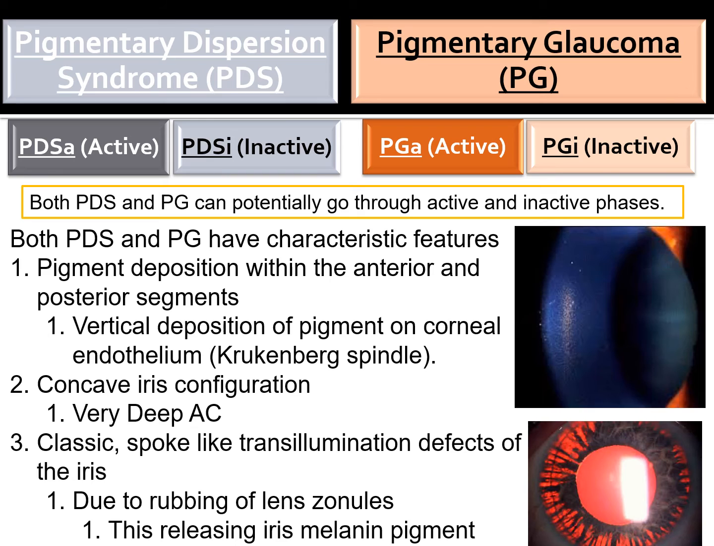basically vertical deposition of pigment on the corneal endothelium, the Krukenberg spindle. But there can be pigmentary deposition within the anterior and posterior segments. It's a concave iris configuration, extremely deep angle. And then because of the depth of that and with them rubbing on the zonules, you've got these classic spoke-like transillumination defects of the iris due to the iris rubbing on the lens zonules, releasing iris melanin. So they're the classic appearances of it.